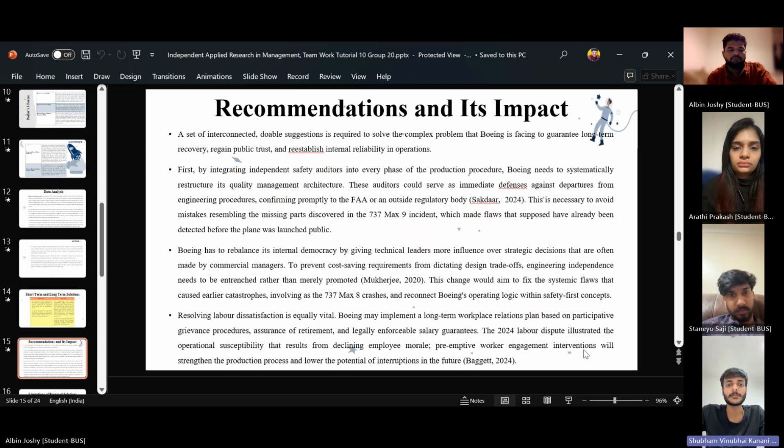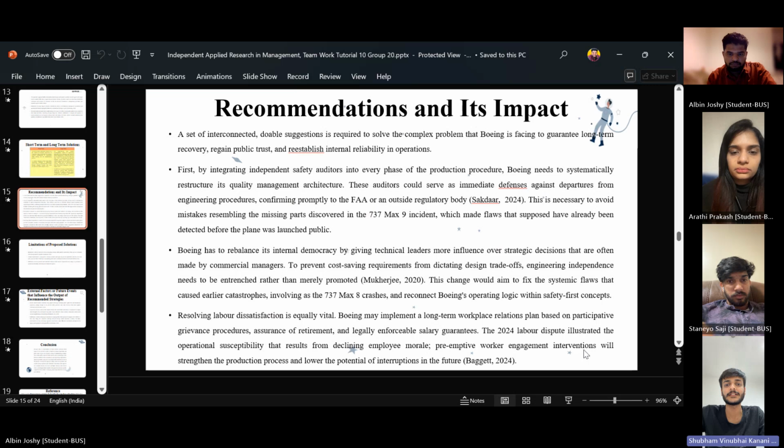If we're talking about recommendations and their impact, first, by integrating independent safety auditors into every phase of the production procedure, Boeing needs to systematically rebuild its quality management architecture. This auditor could serve as an immediate defense against departures from engineering procedures, reporting promptly to the FAA or an outside regulatory body. This is necessary to avoid mistakes resembling the missing parts in the 737 MAX 9 incident, which made flaws that should have already been detected before the plane was launched in public.